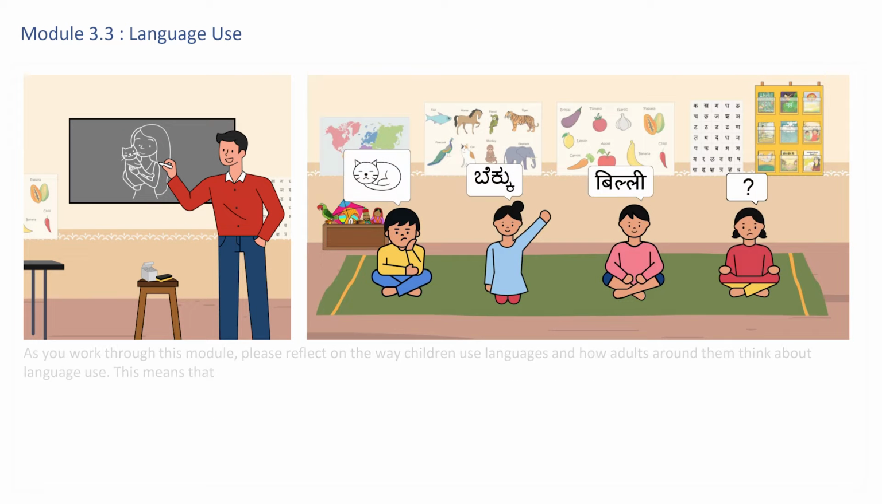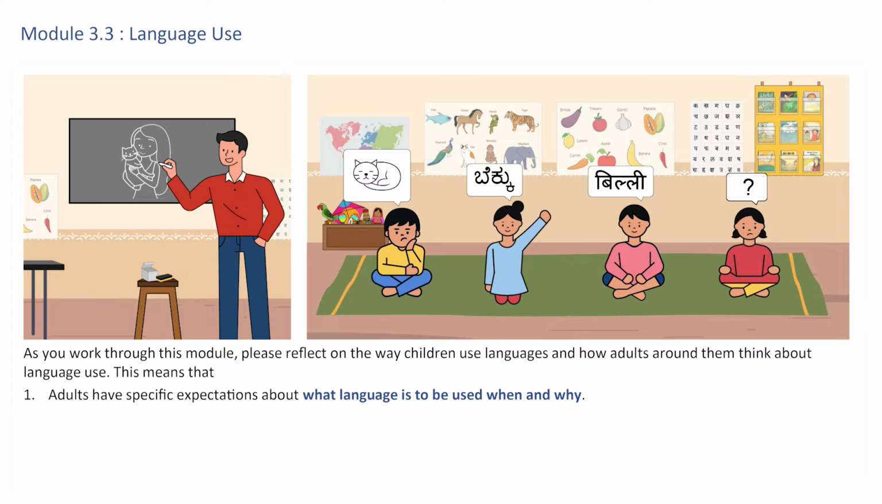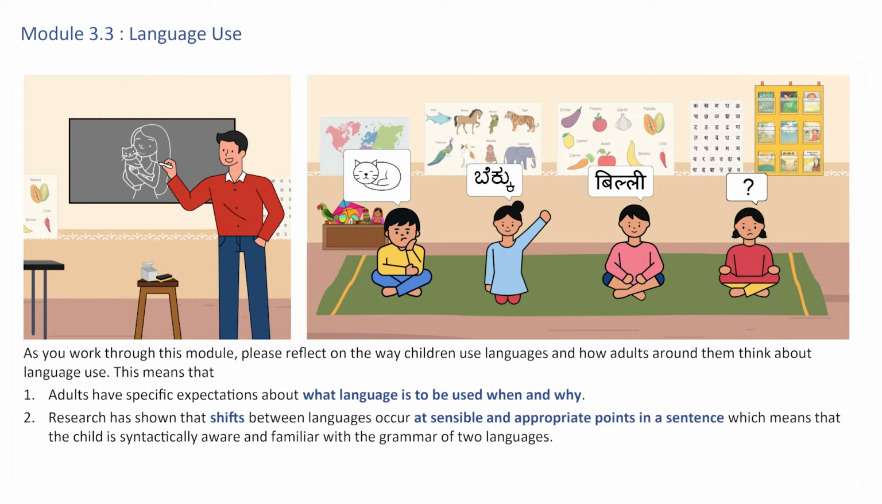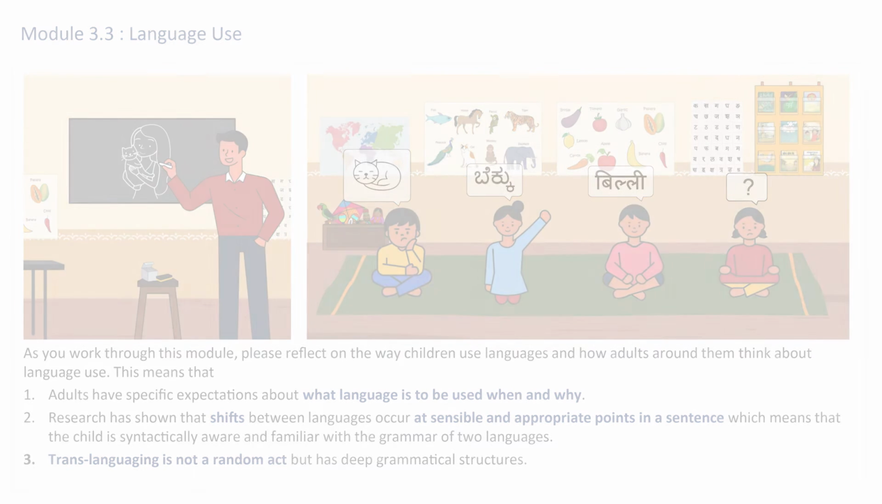As you work through this module, please reflect on the way children use languages and how adults around them think about language use. This means that adults have specific expectations about what language is to be used, when, and why. Research has shown that shifts between languages occur at sensible and appropriate points in a sentence, which means that the child is syntactically aware and familiar with the grammar of 2 languages. Translanguaging is not a random act but has deep grammatical structures.